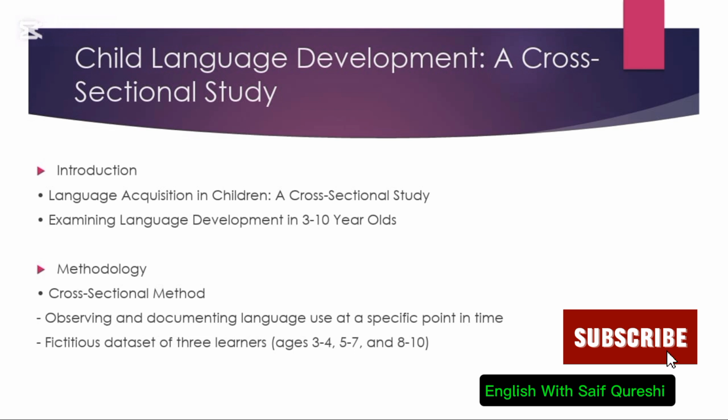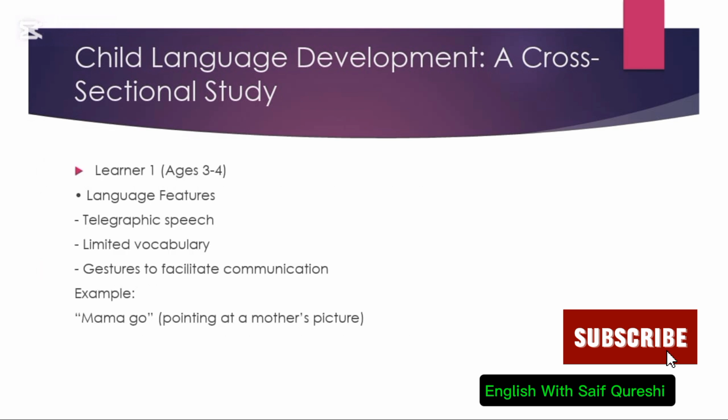And the third heading is a fictitious data set of three learners, ages 3 to 4, 5 to 7, and 8 to 10. So this is a data set of 3 to 10 year old children, showing how they learn language. So let's talk about learner one, whose age is 3 to 4 years old.